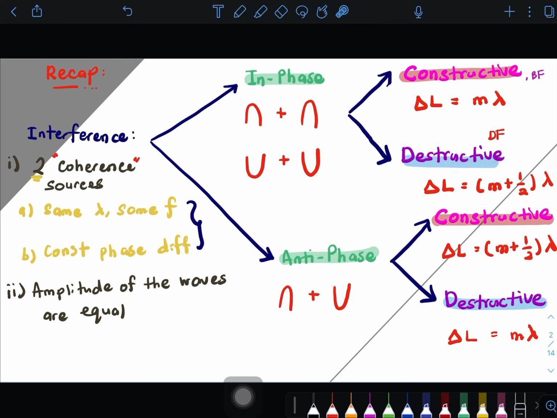Okay, and case yang kedua ialah antiphase. What is mean by antiphase? Dua coherent source saya, satu positif A dan satu negatif A at the beginning. Okay, dan pengakhiran dia untuk menghasilkan bright fringes, kalau dia antiphase, the path difference must delta L m plus half lambda. Kalau destruktif, delta L equals to m lambda. Okay, ini untuk 8.1 and 8.2.